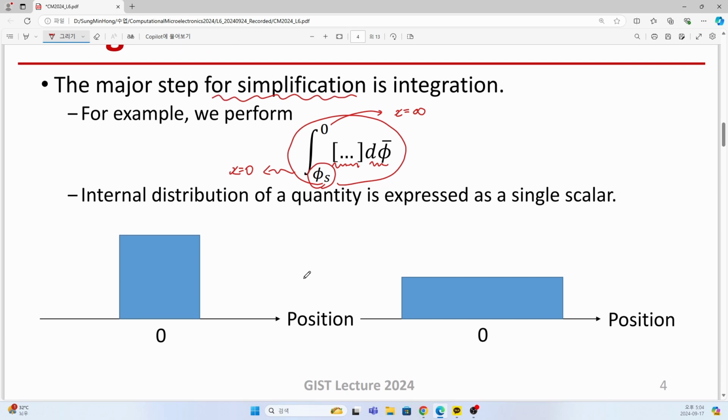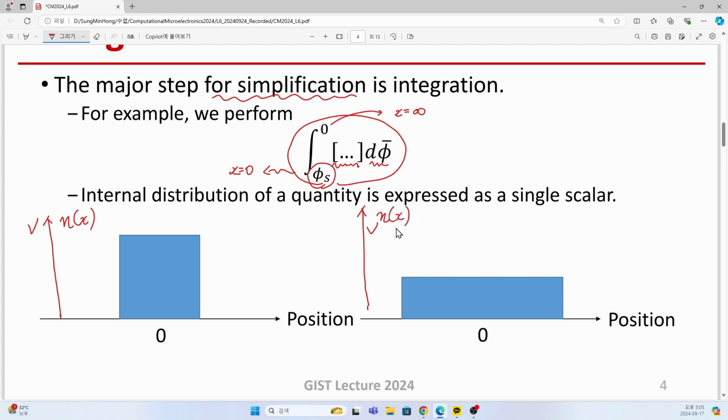That's good. However, please have a look at these two examples. Let's assume that these two graphs show two different distributions of a certain quantity. For example, let's say that this is electron density.